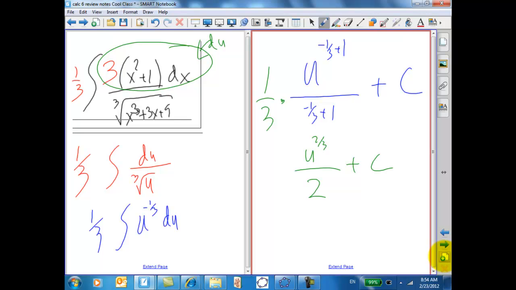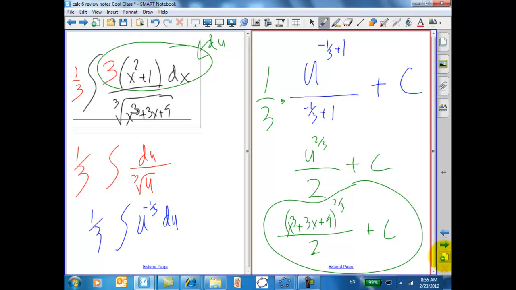Still not done though, friends. Now you substitute back in. Unsubstitute. So you have x cubed plus 3x plus 9, to the 2/3, all over 2, plus c. And you can leave it like that. You don't have to make it into a radical. Now your calculator might make it a radical. Generally I've found it doesn't. Go and check it out.